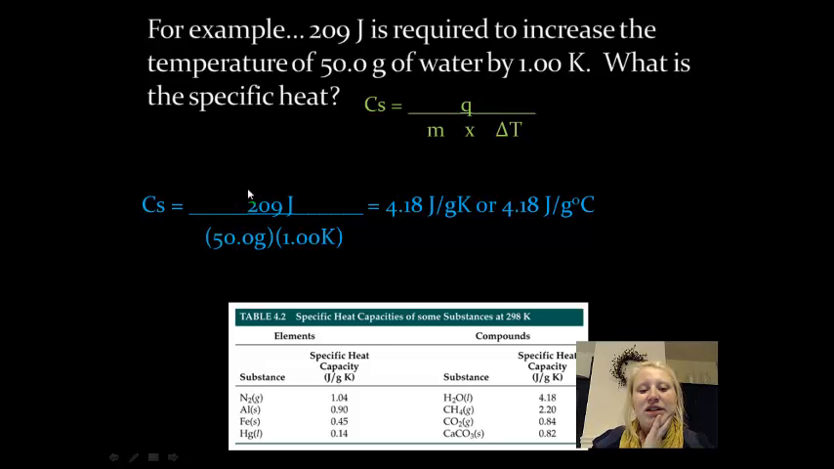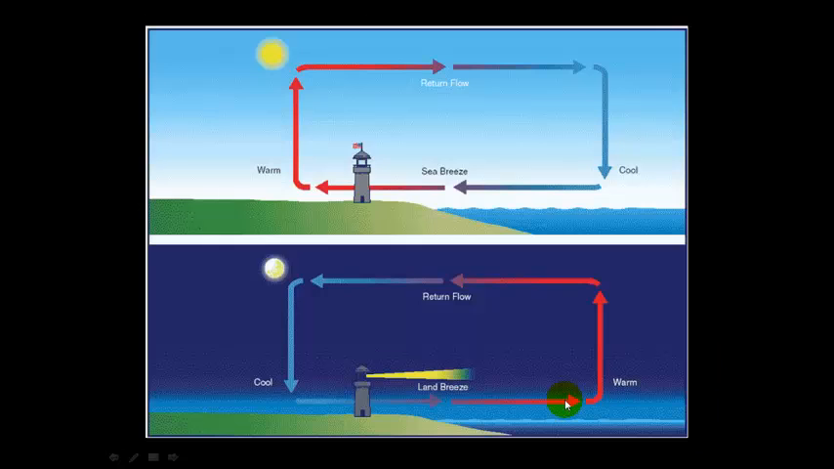So when we plug this in, we get a specific heat for water of 4.18 joules per gram Kelvin, or 4.18 joules per gram degree Celsius. And if you remember back, we said that the specific heat of water is 4.184, so this answer is correct. And if we look down here, here's just some specific heat capacities of common substances. And if you look, water actually has a very high specific heat capacity.